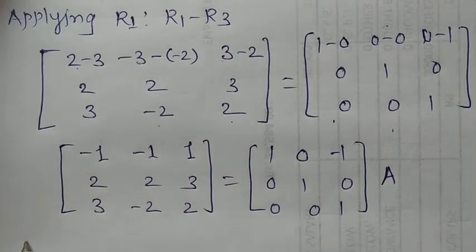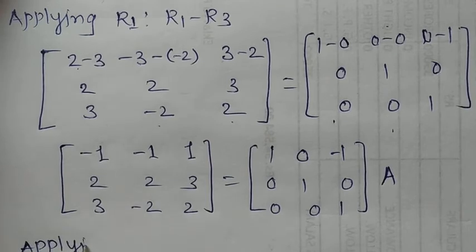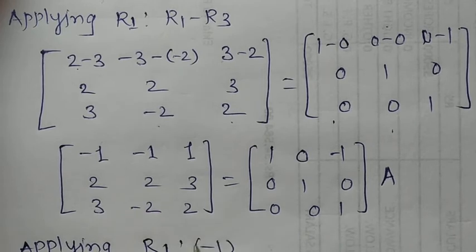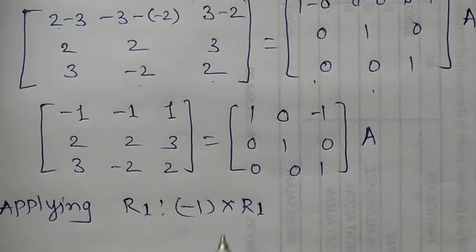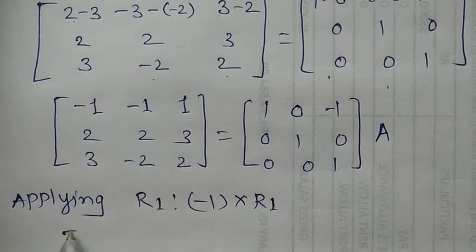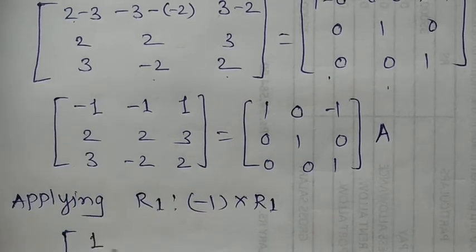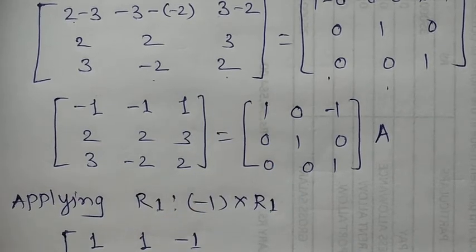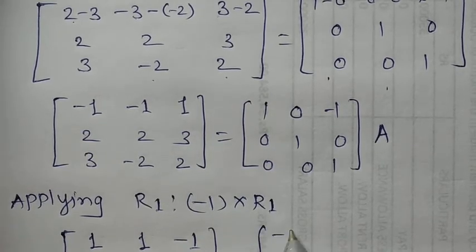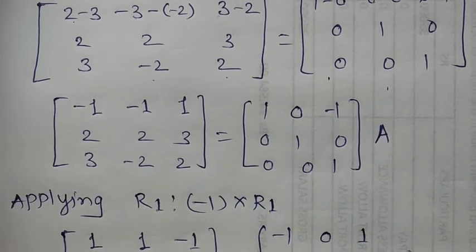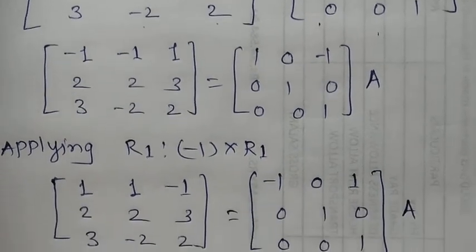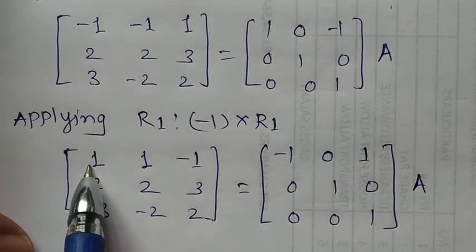So applying R1 multiplied by minus 1: minus 1 times minus 1 gives plus 1, minus 1 changes to 1, and the remaining numbers stay the same. 3 -2 2 stays the same here, and the right side is [-1 0 1; 0 1 0; 0 0 1]. So the first step is complete. A11 is 1 now. Now step 2.